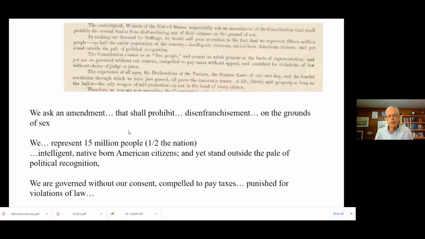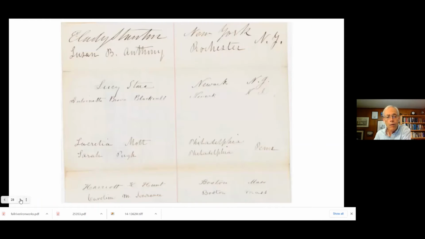So in the printed part, some of the arguments are, we represent 15 million people, which is half the nation. We're intelligent, native-born American citizens, and yet we stand outside the pale of political recognition. And here, I think it really gets to the foreign country of gender in the 19th century. We are governed without our consent, compelled to pay taxes, punished for violations of the law, and yet we cannot vote.